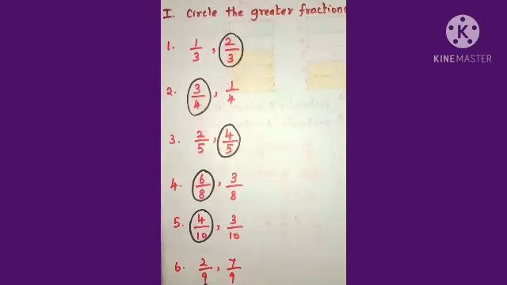And 2 by 9, 7 by 9. Here 2 and 7 are the numerators and 7 is the greater value than 2. Thus the fraction 7 by 9 is a greater fraction.